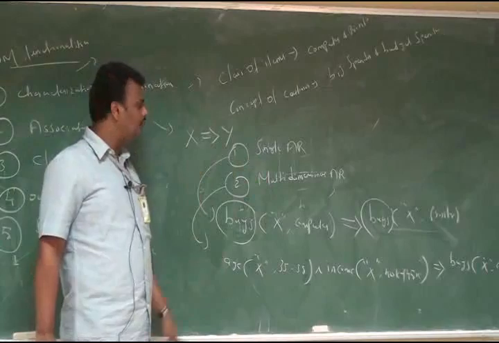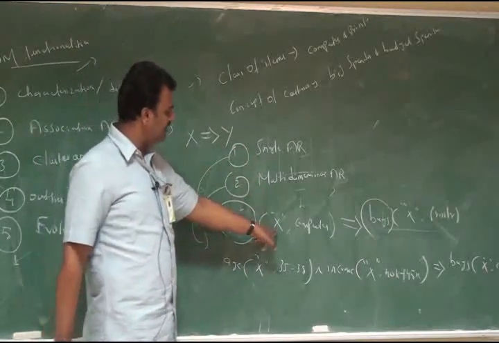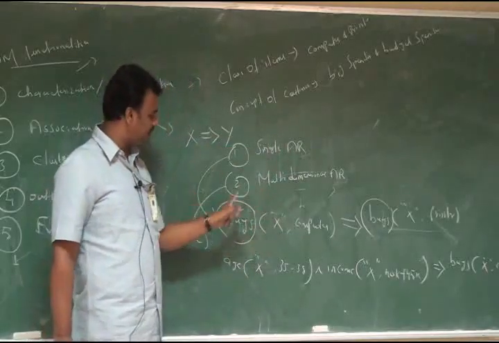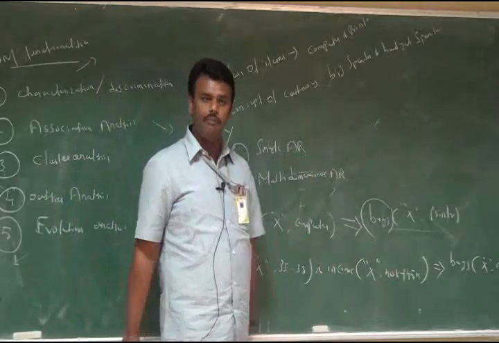What do you mean by single association rule? The association rule that contains only one predicate, that is buys. What is X? X is a value representing a customer. If a person buys a computer, he also buys a printer.